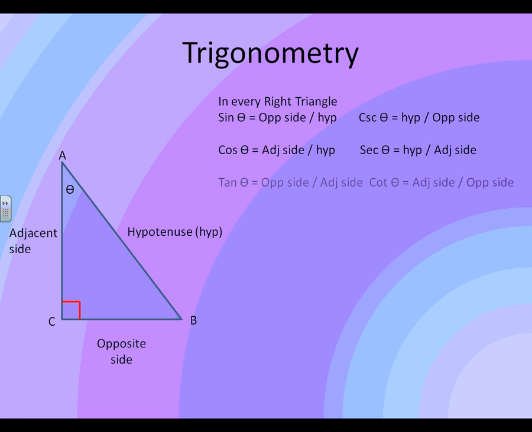Lastly, we have the trigonometric identity tangent. The tangent of theta is equal to the opposite side of that angle divided by the adjacent side to that angle. And again, the inverse of the tangent is the cotangent, and the cotangent is equal to the adjacent side divided by the opposite side. But the three main functions we will use in this are the sine, cosine, and tangent.